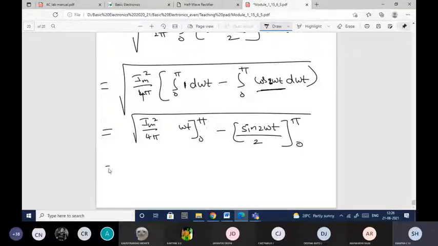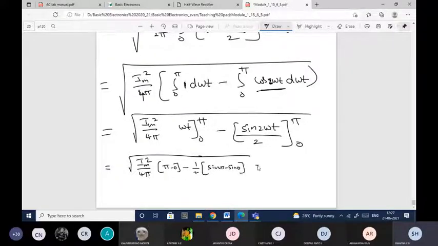Okay, so it is equal to under root of, let me write a little smaller, my pages got over. So this is pi minus 0 minus, see, 1 by 2, let me take outside, it will be sine 2 pi minus sine 0. Okay, so what is sine 2 pi? Im square by 4 pi into pi minus half into, what is sine 2 pi? 0. Sine 2 pi is 0. Sine 0 is also 0.